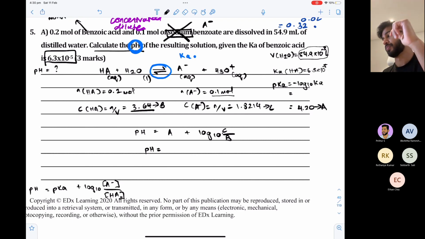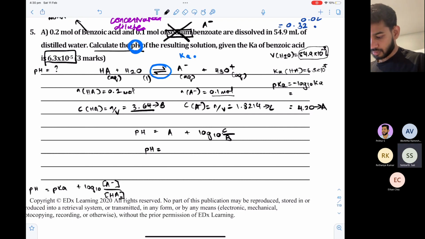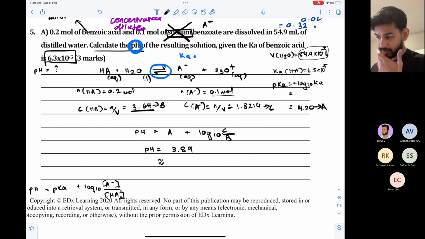Sid, your turn. What's the answer? I got a pH of 3.89. How many sig figs should the final answer be, or decimal points? 2, so it'd just be 3.9.